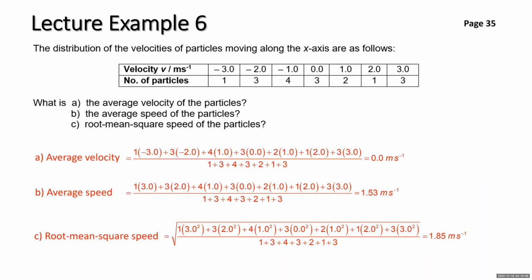So the average velocity is 0. Okay, the velocity has a negative as well as positive. Negative means one direction and positive is the opposite direction. So speed doesn't have direction. So that's why the average speed is 1.53 meters per second. The root mean square speed is: first you square it, then you find the average, then after that you square root. You get 1.85 meters per second. So here we have the example to show us how to find the average velocity, average speed, and the root mean square speed.